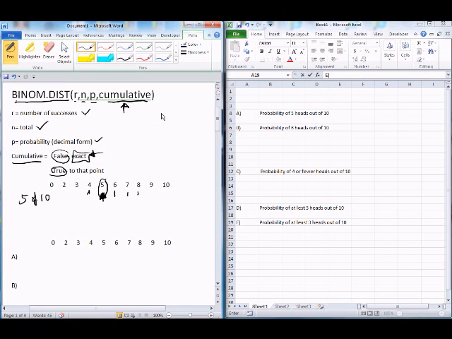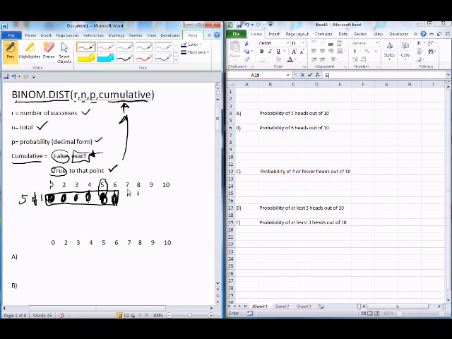Now, if I ask you what is the probability of getting 6 or fewer, that means I could get 0 heads, 1 head, 2 heads, 3 heads, 4 heads, 5 heads, 6 heads. I could get any one of these. So we're not looking for an exact number, we're looking for any of these. 6 or fewer: 5 is fewer than 6, 4 is fewer than 6. So all of these have a possibility of being the answer. So we would type in true for the cumulative.